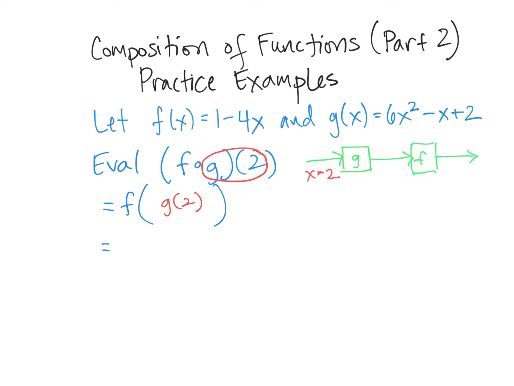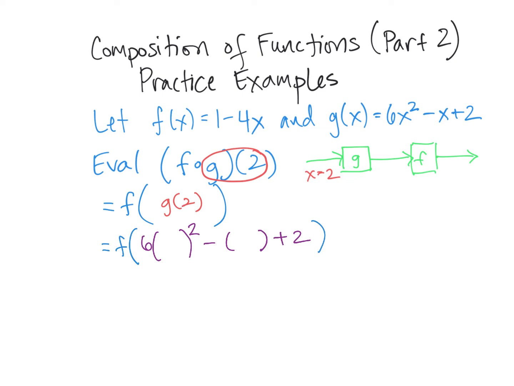So I'm going to bring down the f. I know it's going to get evaluated for something at the end, and I'm just going to keep bringing it down so I don't forget. And I am going to prepare in purple here what g does to its input. So g takes 6 times its input after it's been squared minus its input plus 2. So I'm going to close those parentheses.